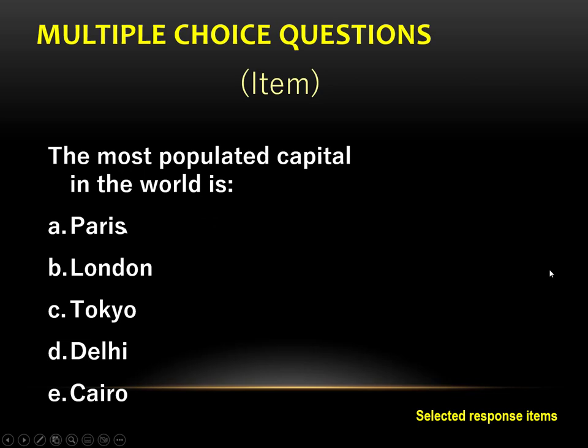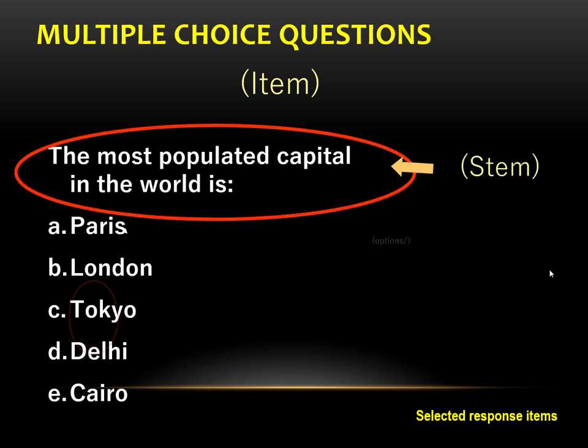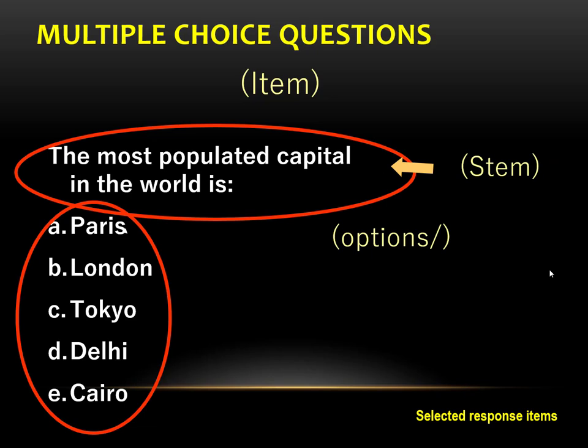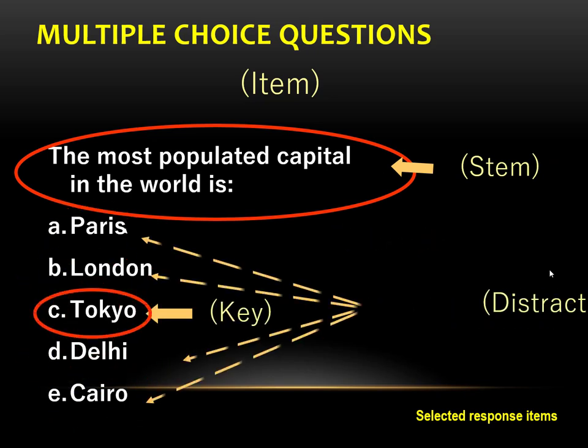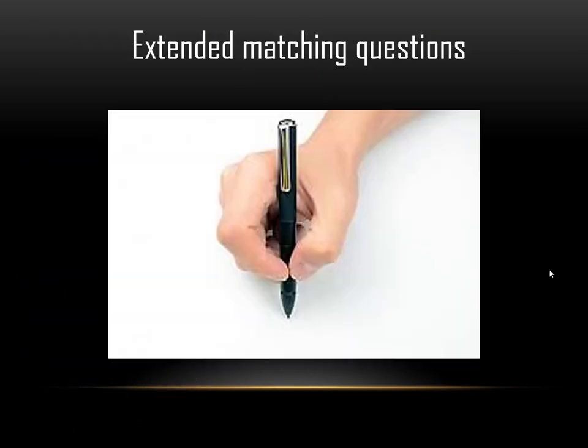Now, this is the structure. For example, this is an item. The totality is an item. The most populated capital of the world is... this one is the stem, and these are the options. This one is the key, and these are the distractors.